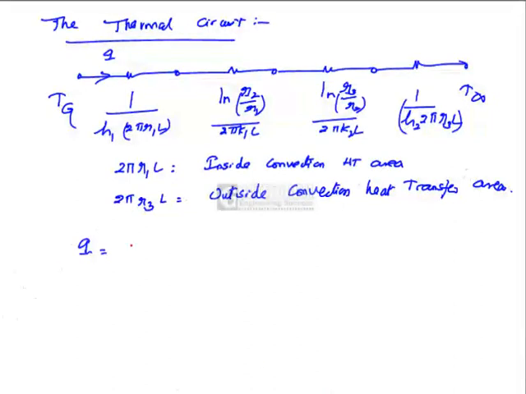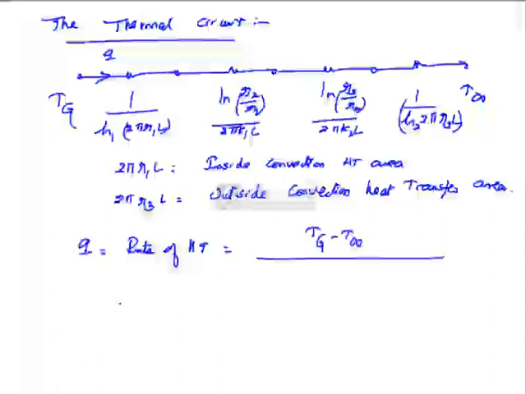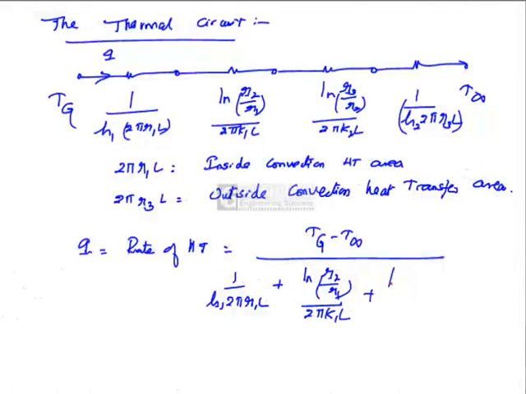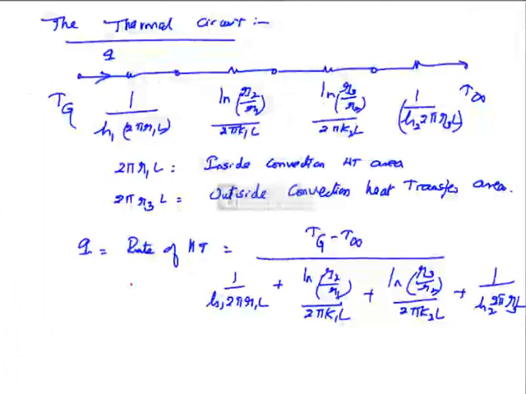Therefore, the Q, the rate of heat transfer through the hollow cylinder, is given by Tg minus T infinity divided by 1 by H1 2 pi R1 L plus log R2 by R1 over 2 pi K1 L plus log R3 by R2 divided by 2 pi K2 L plus 1 by H2 into 2 pi R3 L. This is the final answer for the steady state heat transfer through the hollow cylinder with convection and convection. Convection inside and convection outside, in between 2 conductions.